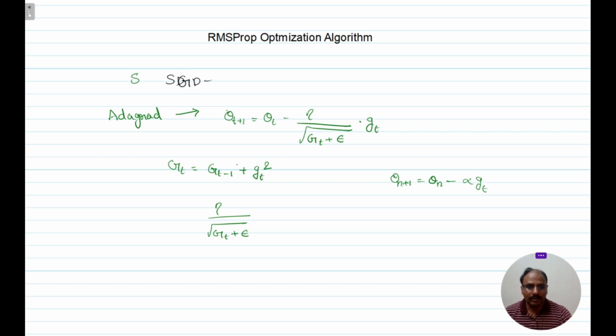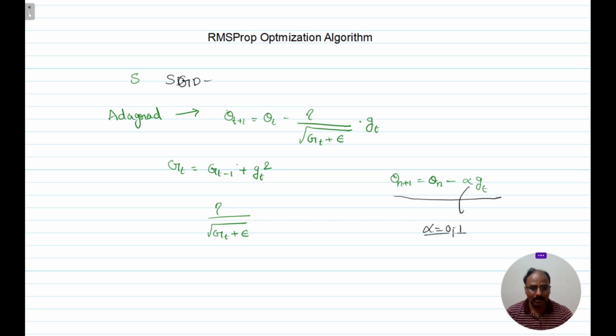If I come to this one, this is the update equation. Here the new weights or new biases are updated as the old weights or old biases minus alpha times the gradient at that time. So alpha is fixed. If I take a slower rate, we get better convergence; otherwise we have to take a higher rate for speed up.